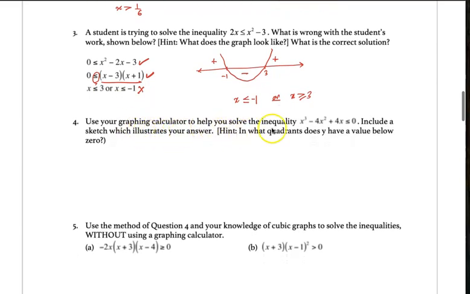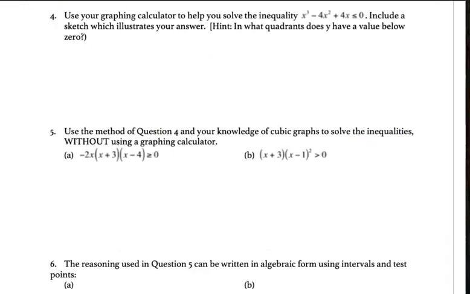Use your graphic calculator to solve the inequality x cube minus 4x square plus 4x is less than or equal to 0. Include a sketch which illustrates the answer. In what quadrants does the y value have a value below 0? Whenever you're solving this, the first thing you can do is make it equal to 0, to make it easier, to get the intercepts. So you have x cube minus 4x square plus 4x equal to 0.